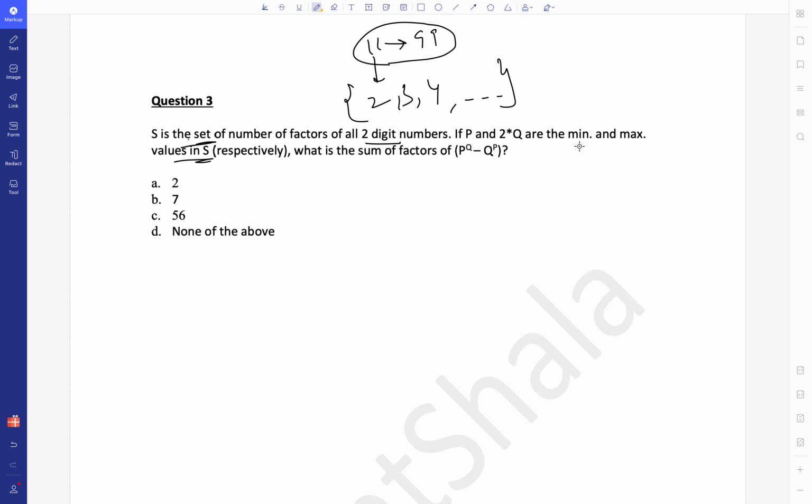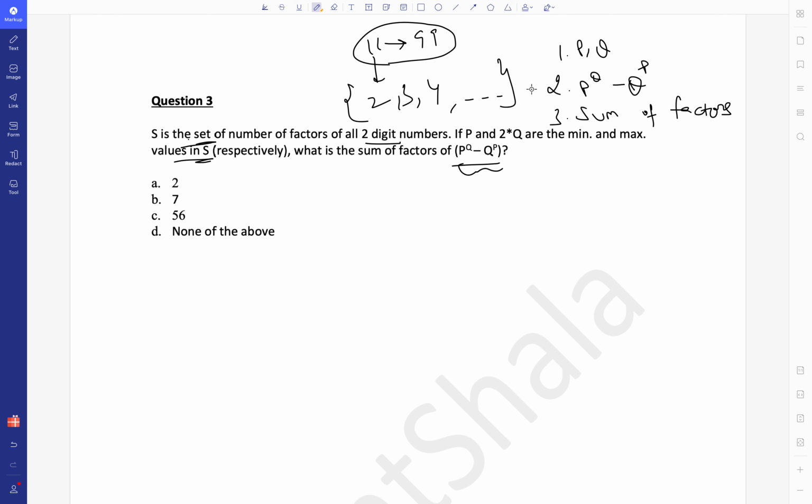P and 2Q are the minimum and maximum values in S. What is the sum of factors of this? So entirely this consists of 3 questions. First, find the values of P and Q. Minimum and maximum values in S. This is the first question. Finding P and Q. Second, finding P raised to power Q minus Q raised to power P. This is going to be very easy. This is just calculation once you find P and Q. Third, finding the sum of factors. So don't solve the questions in a rush and forget to solve any one of these steps.